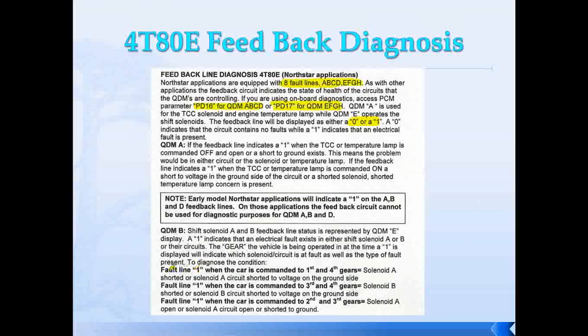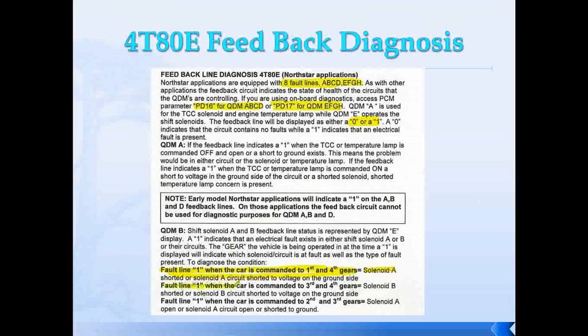They used the same fault line for multiple solenoids. And so you'd look at the fault line based on the commanded gear you had the car in. So if the car was in first or fourth gear and the fault line changed to a 1, then it had to be a solenoid A problem, and it had to be a short to ground, or a short to voltage, I should say, on the ground side of the solenoid or a shorted solenoid.